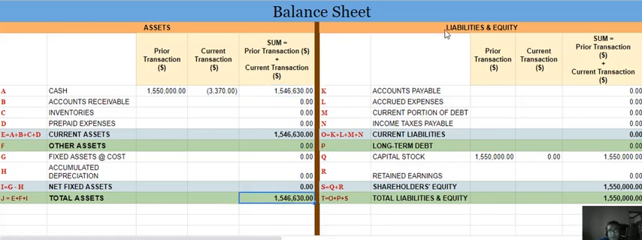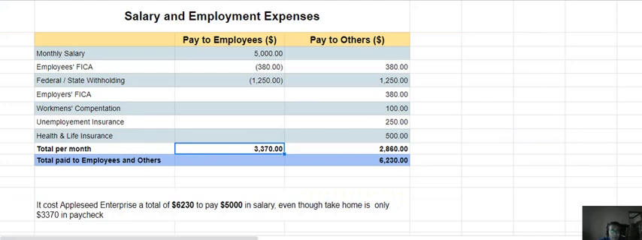Now let's go to the next part, which is liabilities and equity. Now, do I need to make any entry in this liabilities and equity section? The answer is yes. Now, why do I need to make an entry? Let's go back to the calculation. Here you can see this $2,860, which is not yet paid, is still there with the company. But the company owes this money to government, insurance companies, and other agencies.